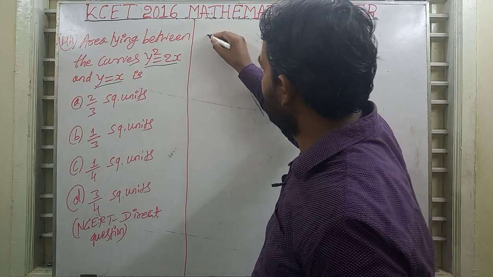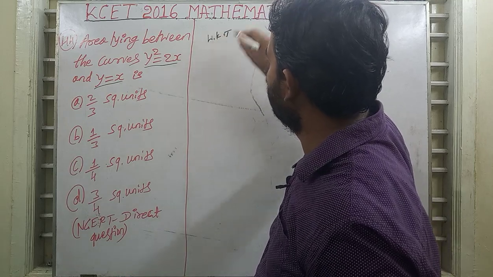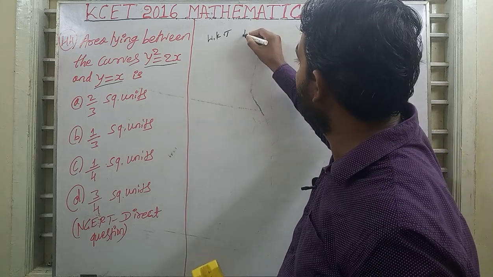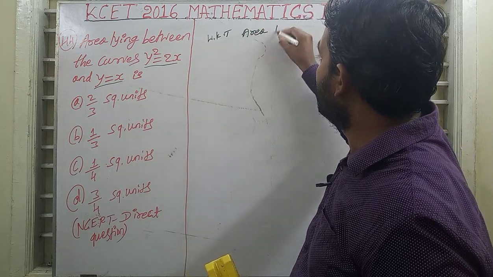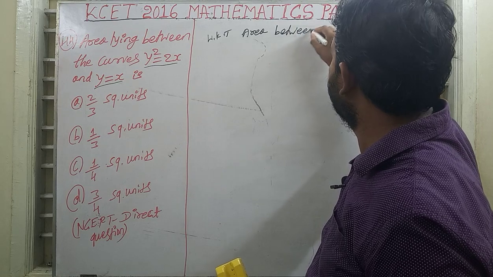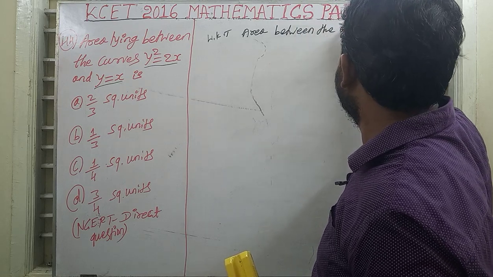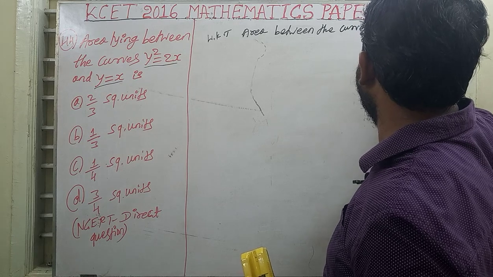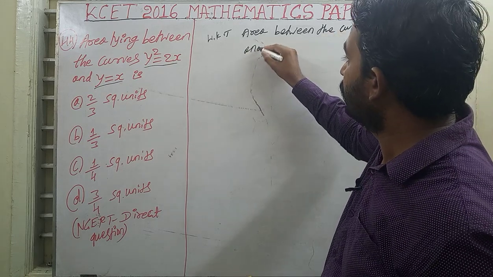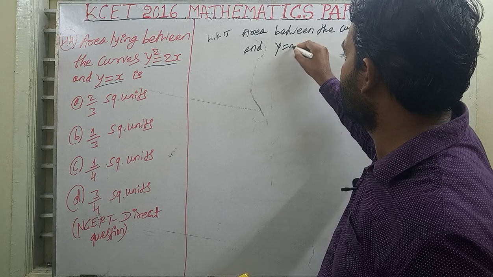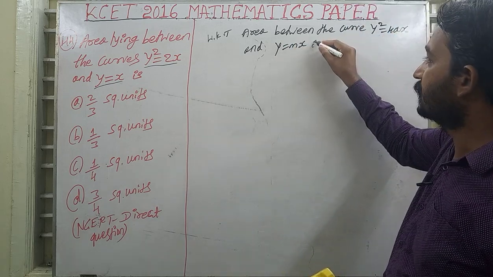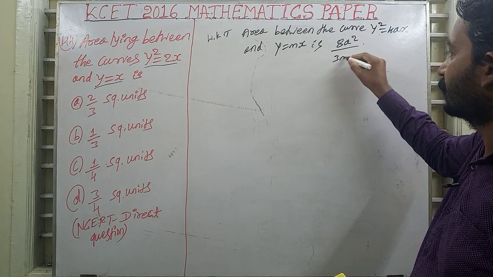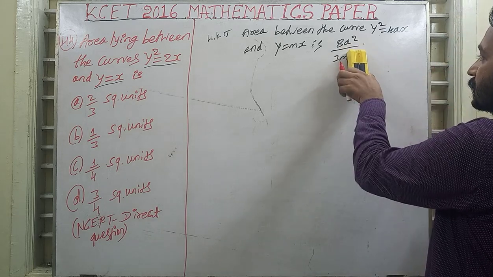So we know this formula. What is the formula? The area between the curve y square is equal to 4ax and y is equal to mx is given by 8a square divided by 3m cube.